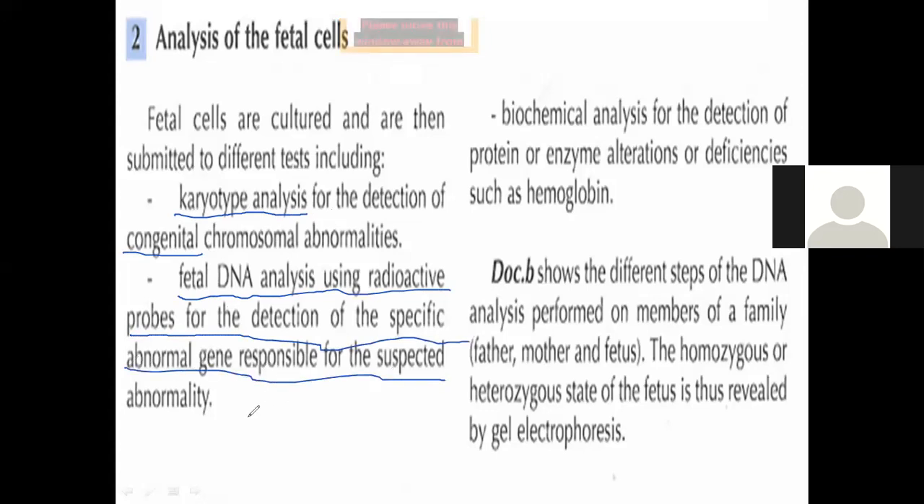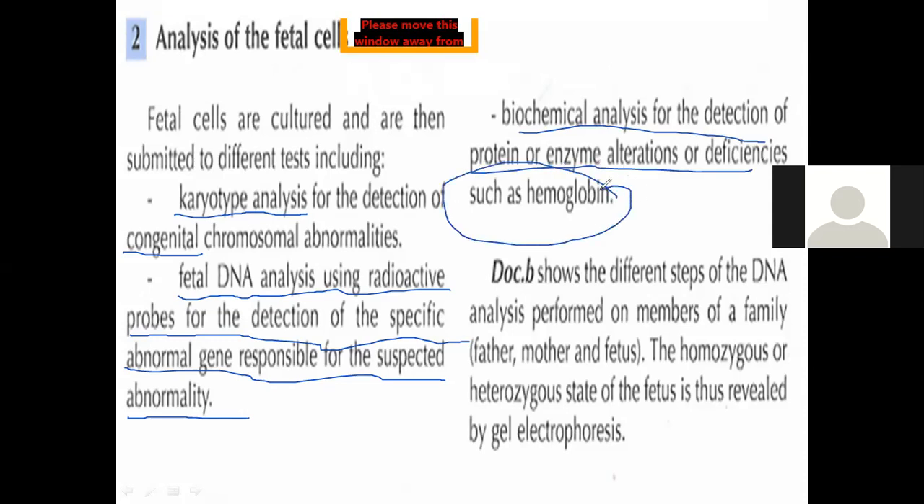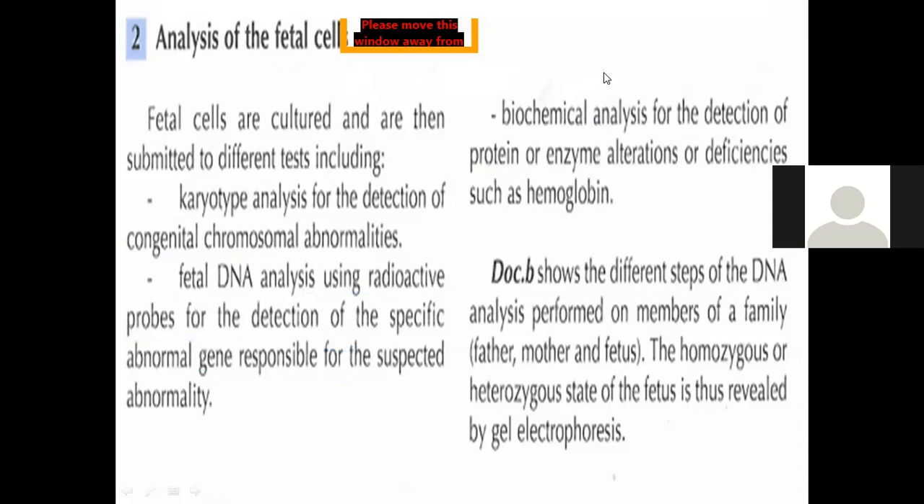They use a radioactive probe that is complementary. And third, we have the biochemical analysis for the detection of protein or enzyme alteration or deficiency, like the case of hemoglobin, for example. So here, document B shows the different steps of the DNA analysis performed on members of a family, the father, the mother, and the fetus that we explained before. The homozygous or heterozygous state of the fetus is thus revealed by gel electrophoresis.